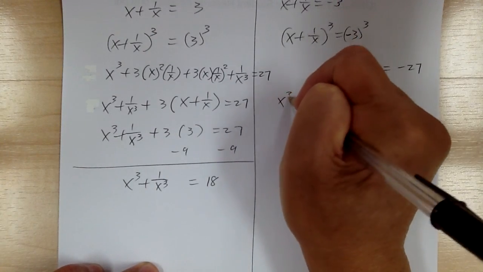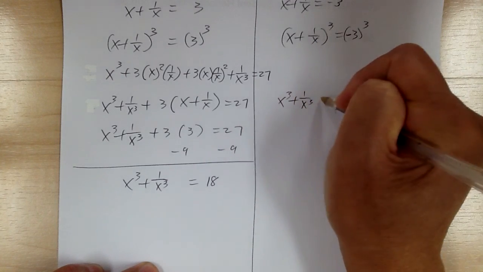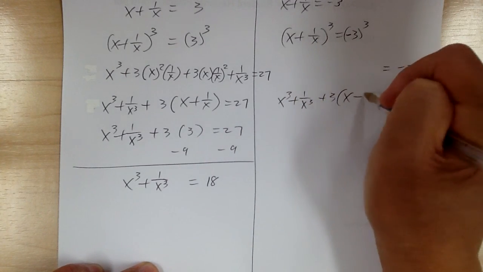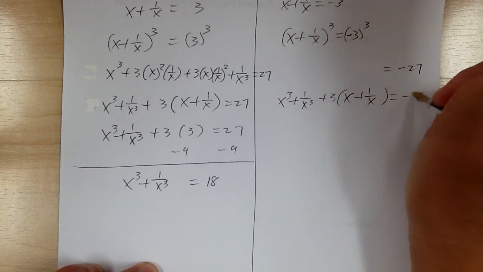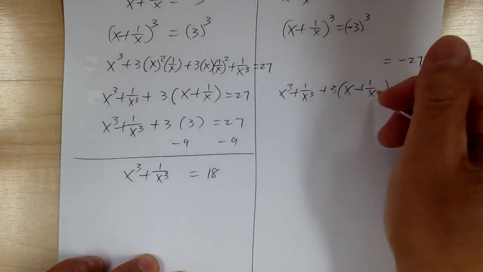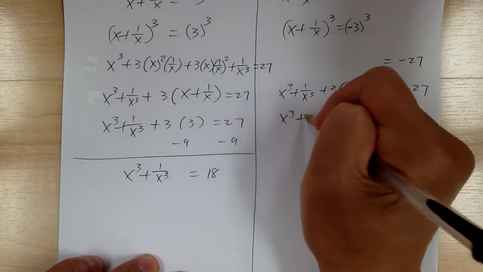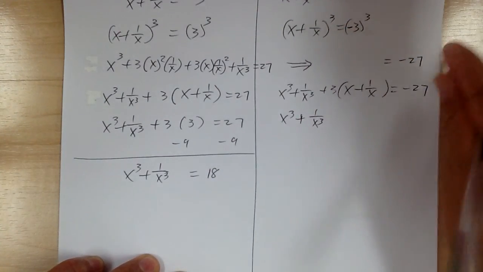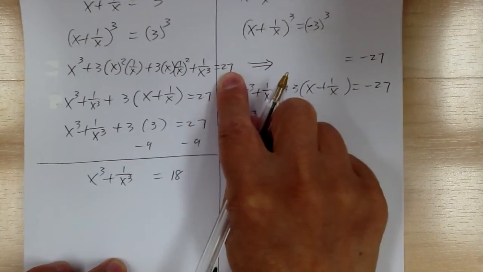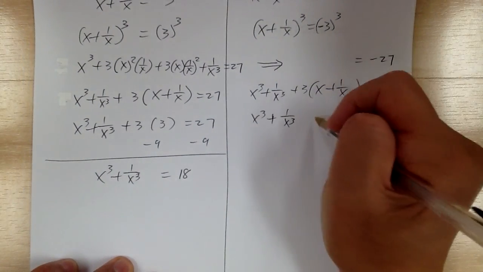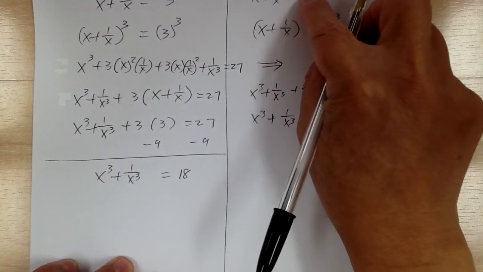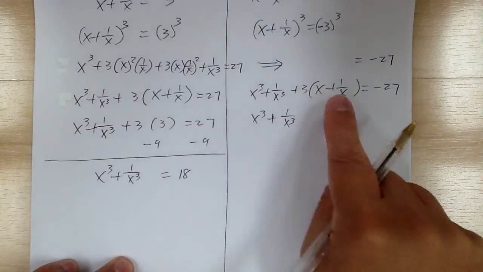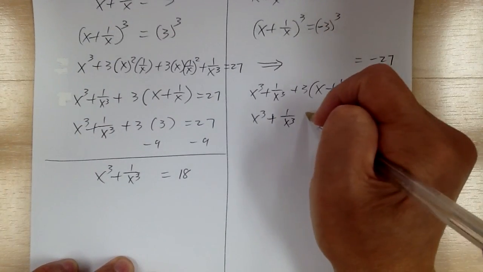So you're going to have x cubed plus 1 over x cubed plus 3 times x plus 1 over x equal to negative 27. And again, you substitute. So this is the same thing, okay, same step, except instead of 27, you get minus 27. And this one, you have to substitute this one. Do not substitute this, okay, because this is this one here.